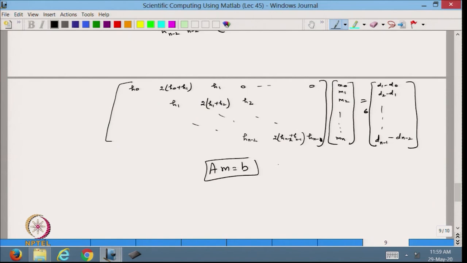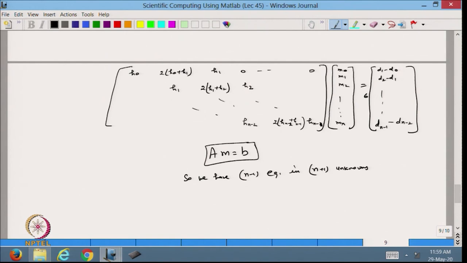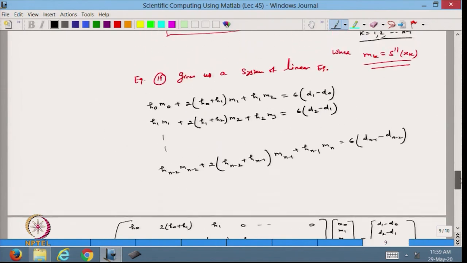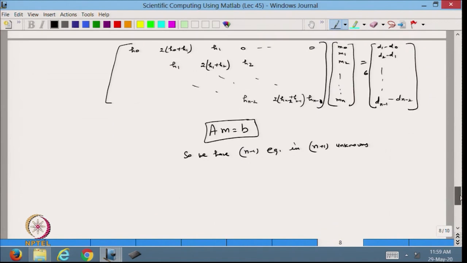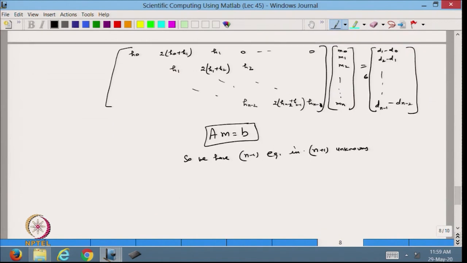Now, this expression, if you see, we have n minus 1 equations in n plus 1 unknowns, because I need to find this m 0, m 1, up to m n. So these n plus 1 unknowns are there, and the total number of equations depends upon how many conditions we have, so that is n minus 1. So we have n minus 1 equations in n plus 1 unknowns. So this is a rectangular system, and from here I can say that A is not a square matrix.